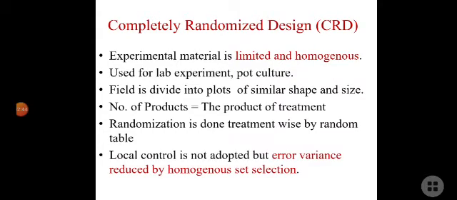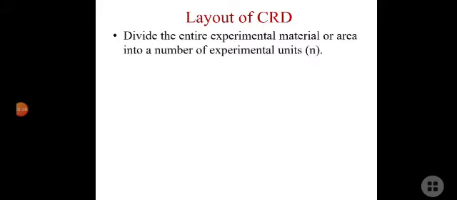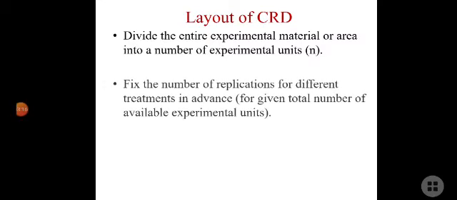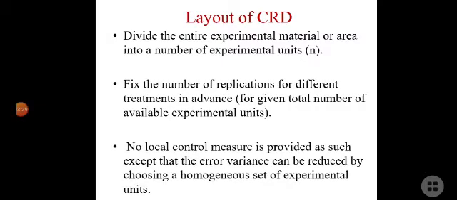In this design of experiment, local control is not adopted, but the error variance is reduced by homogeneous set selection. Now we go to the layout for this completely randomized design. Here the total experimental area is divided into a number of experimental units, say n. Then fix the number of replications for different treatments in advance for the given number of experimental units, but no local control is provided, as the error can be reduced by choosing homogeneous sets of experimental units. So this is about the completely randomized design.